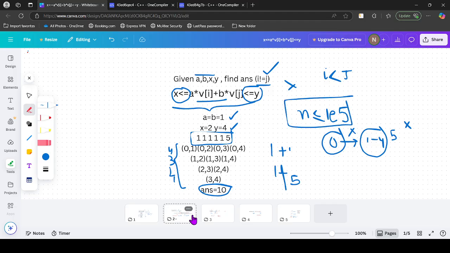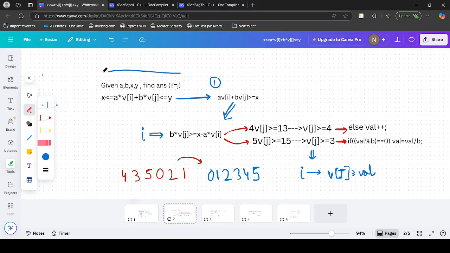So how to do this? We want to find this. Let's assume that we are trying to find pairs where the sum is greater than or equal to x. Here the sum is greater than or equal to x and less than or equal to y. But for now, let's assume that we have to find the sum greater than or equal to x. So how to do this?